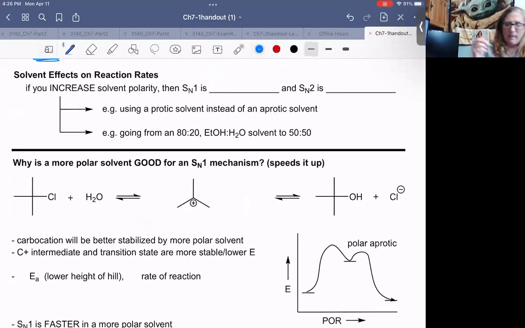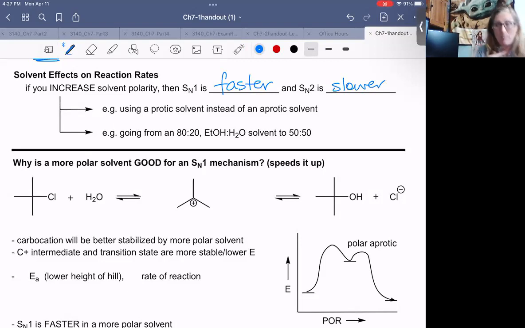So let's think about increasing the solvent polarity. If you increase the solvent polarity, then the SN1 mechanism is going to be faster, but the SN2 mechanism is going to be slower. So there's the big key. Increasing the solvent polarity is a good thing for the SN1, but a bad thing for the SN2.